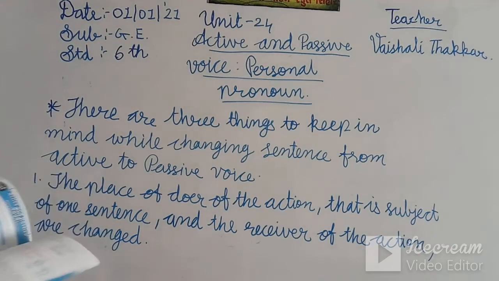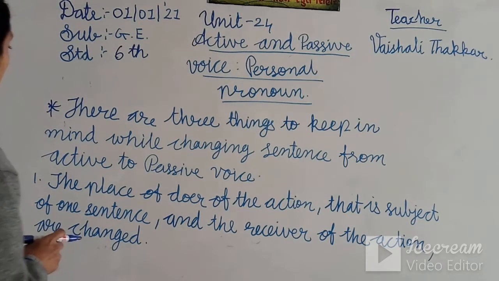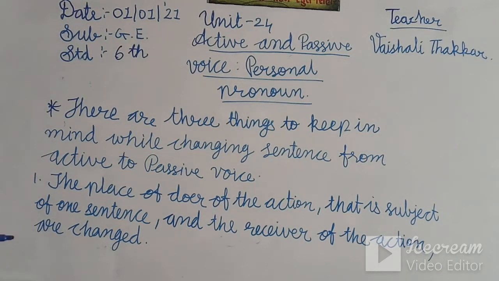The place of the doer of the action, that is the subject of the sentence, and the receiver of the action are changed. Both are interchanged. Please children, note down this. There are three things to keep in mind while changing the sentence from active to passive voice. First is the place of the doer and the receiver of the action are changed. Please children, note down this.